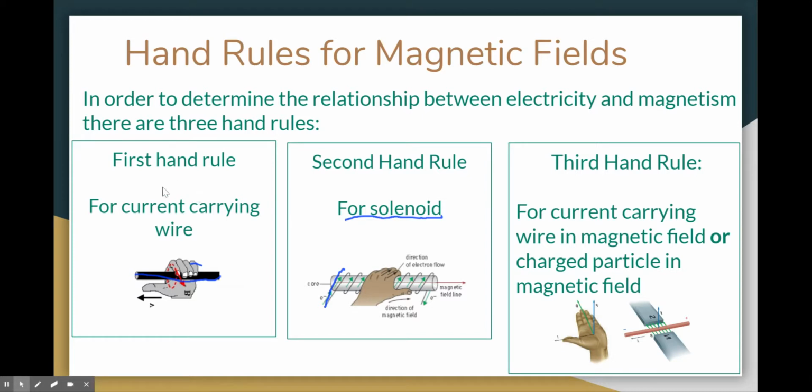They are all necessary and they're unique, so don't try and mix them up. If you apply them strictly, use the first hand rule for a single current carrying wire, use the second hand rule only for solenoids or coils of wire, and the third hand rule only for charged particles in magnetic fields or current carrying wires in magnetic fields. That's the first thing that you can do yourself a favor: do not try and use these rules under different situations.